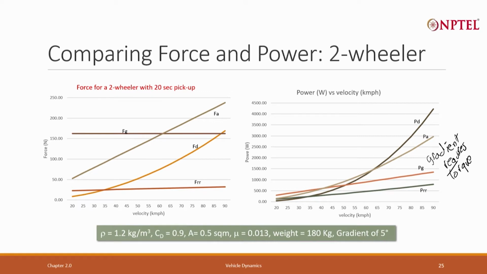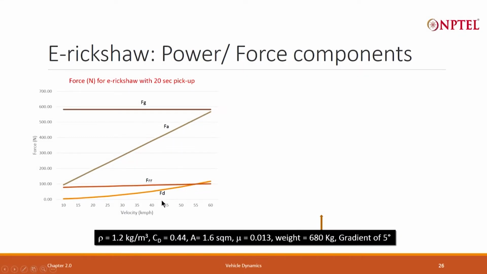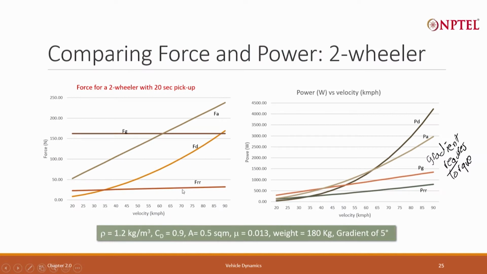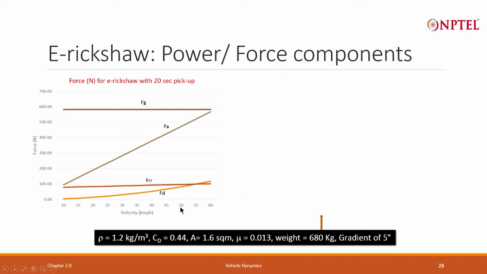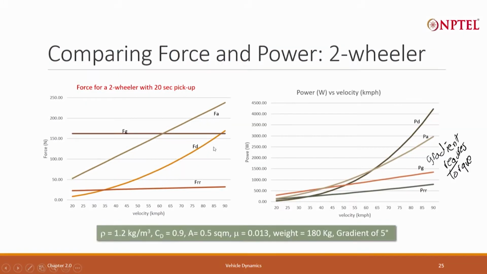What about drag and rolling resistance? Rolling resistance is about 100, but if you see, rolling resistance is still higher compared to this, because once again mass comes in, mass plays an important role. Drag is basically the same between the curve that I am showing here for e-rickshaw and the curve that I am showing here for a two-wheeler.